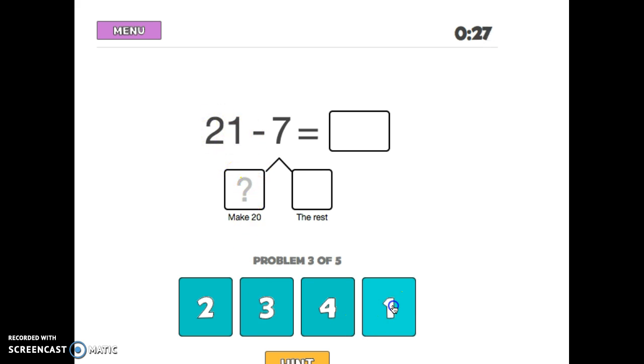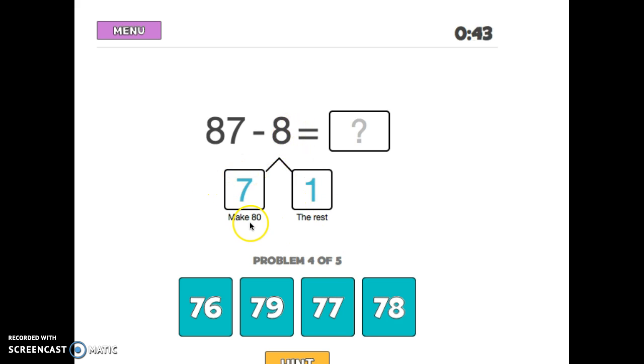21, to make 20, we subtract 1. To make 7, we need 6. So 20 minus 6 is 14. 87, to make 80, we subtract 7. To make 8, we need 1 more. And 80 minus 1 is 79. 47, to make 40, we subtract 7. To make 8, we need 1 more, and 40 minus 1 is 39.